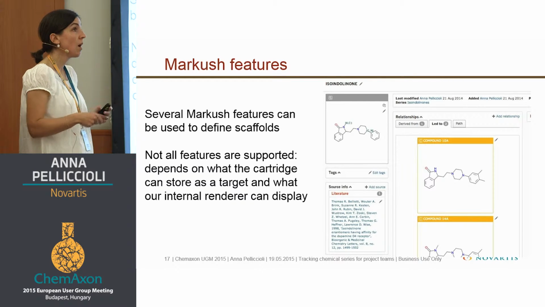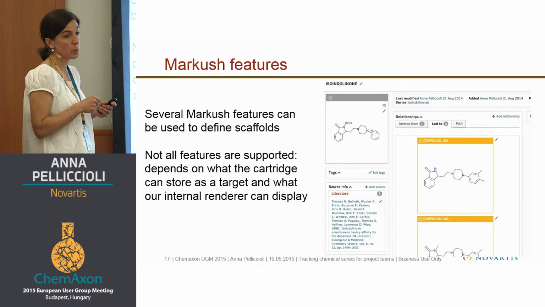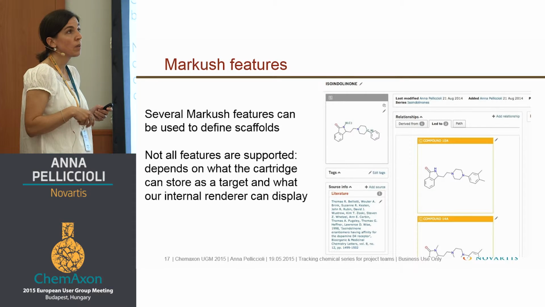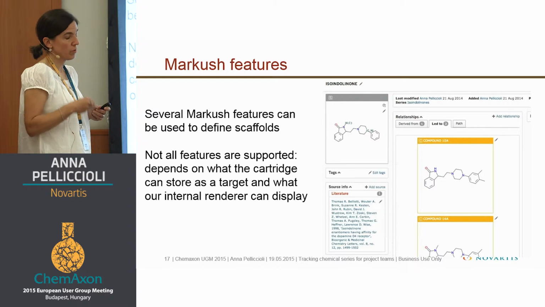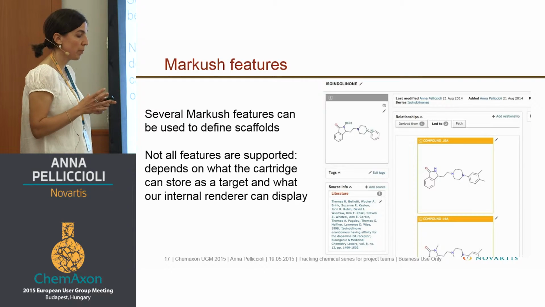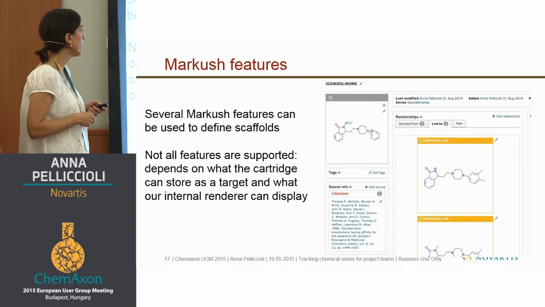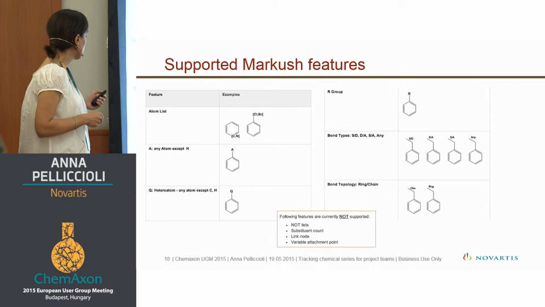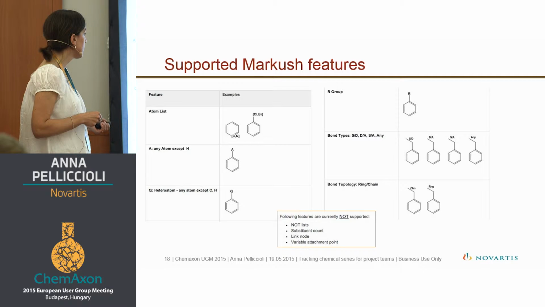And then there's the other system we want to integrate with, which is using other searching engines, which are not the ChemAxon cartridge, which don't understand all of them. So at the end, we needed to come up with a subset of features that we allow to be entered. And this is what we currently support. So list, any atom, heteroatom, R groups, bond types, bond topology, and these features down here are not supported at the moment.